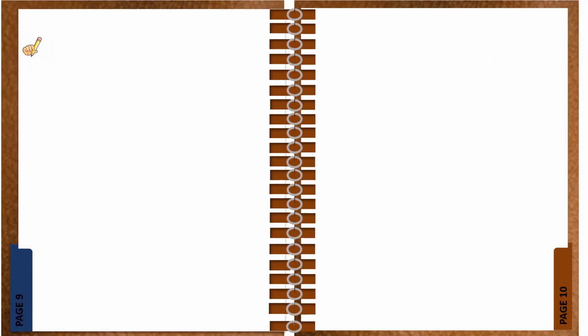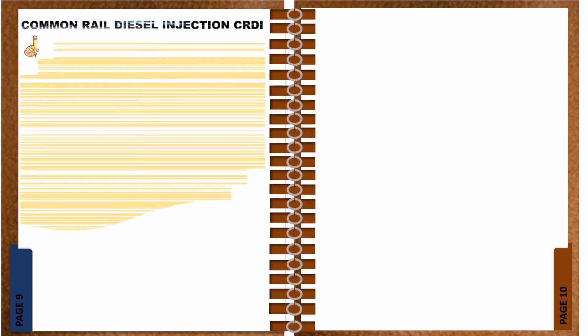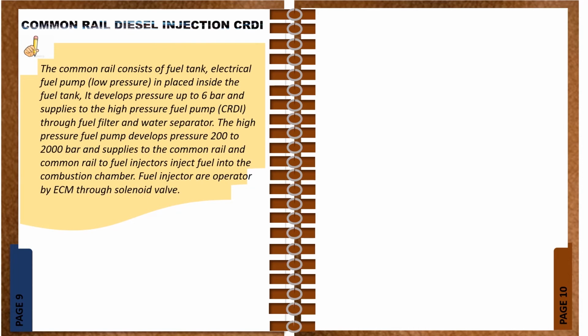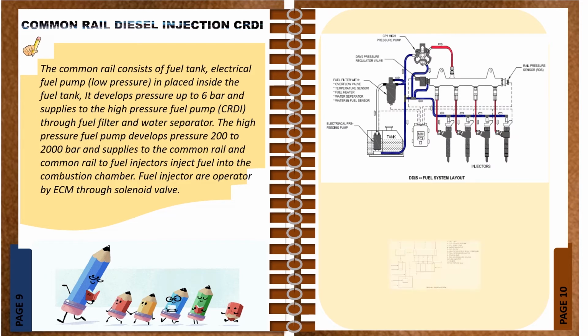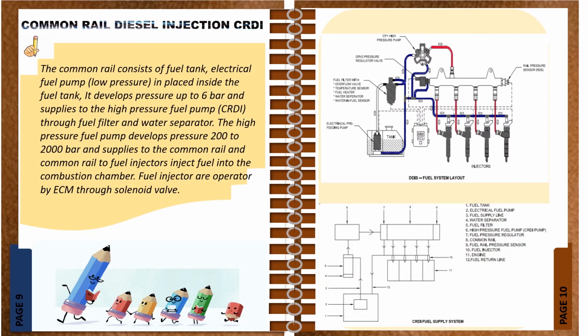Common rail diesel injection, CRDI. The common rail system consists of a fuel tank and an electrical fuel pump placed inside the fuel tank. It develops pressure up to 6 bar and supplies to the high pressure fuel pump through a fuel filter and water separator. The high pressure fuel pump develops pressure of 200 to 2000 bar and supplies to the common rail, and the common rail to the fuel injectors, which inject fuel into the combustion chamber.